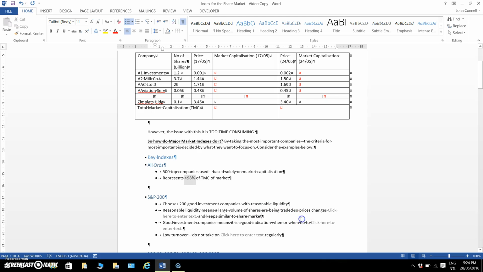So reasonable liquidity means that, well, first of all, liquidity is how easily you can convert your shares into money. So it's basically how popular that share is. So if the share is fairly popular, then you'll be able to sell it off pretty easily and convert your shares into money. So reasonable liquidity means that a large volume of shares is being traded, so it's fairly popular. So the price changes fairly rapidly.